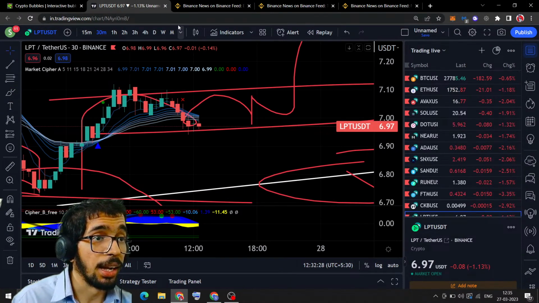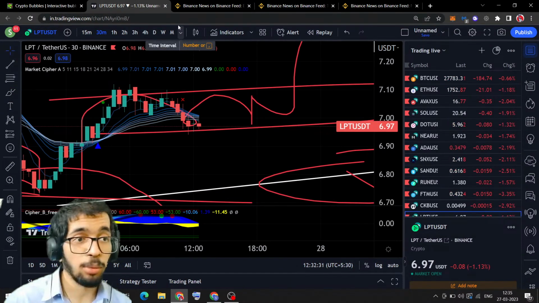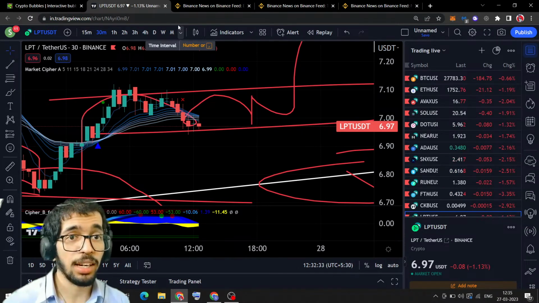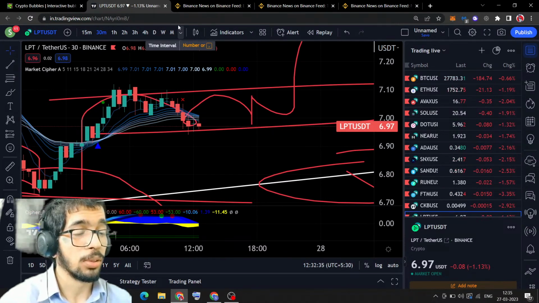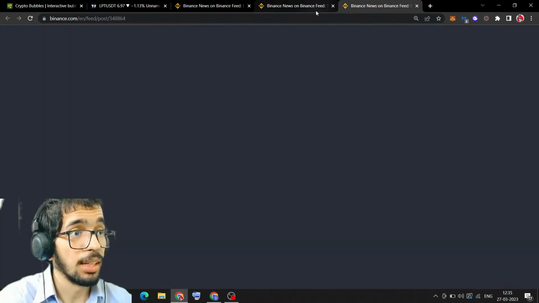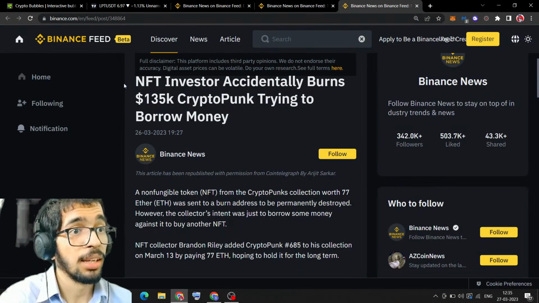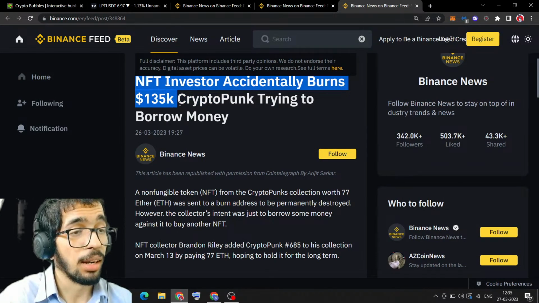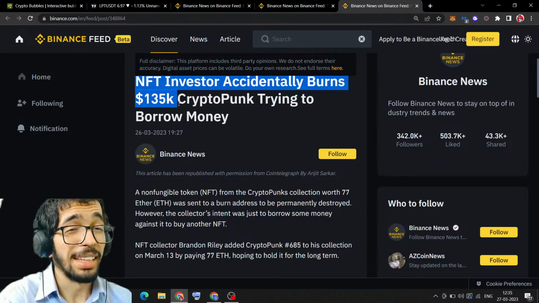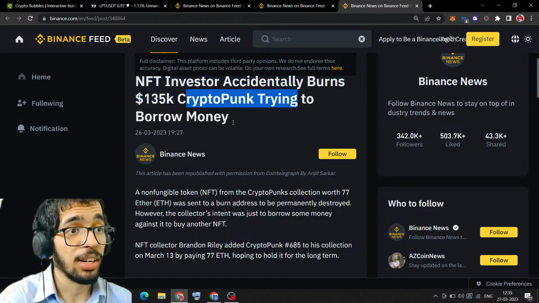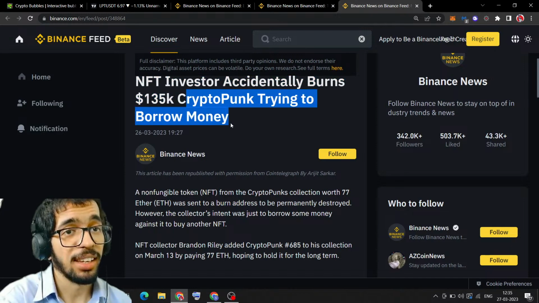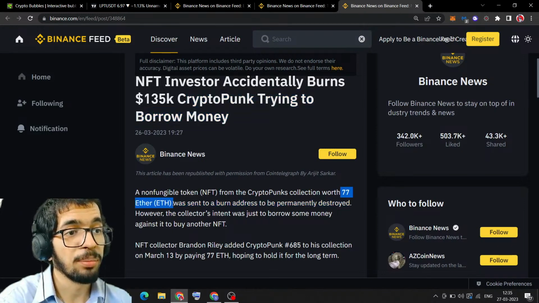And now at last, let's enter some crypto news. Okay, so what's bullish right now and what's bearish? This ETH guy, an NFT investor, accidentally burns a 135k CryptoPunk trying to borrow money. So this guy burnt his NFT, which is 135k, worth around 77 ETH, he burnt by mistake.